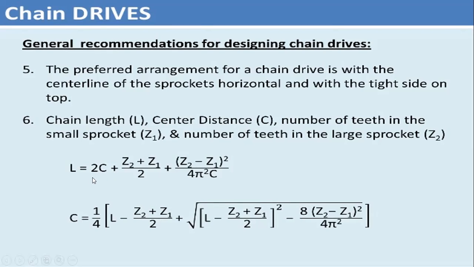Here the QC indicates the tight side and the slack side distances, and Z1 and Z2 are the number of teeth in the driver sprocket and the driven sprocket, that is the smaller sprocket and the larger sprocket. Then it should be modified as C is equal to 1 by 4 into L minus (Z2 plus Z1) by 2.